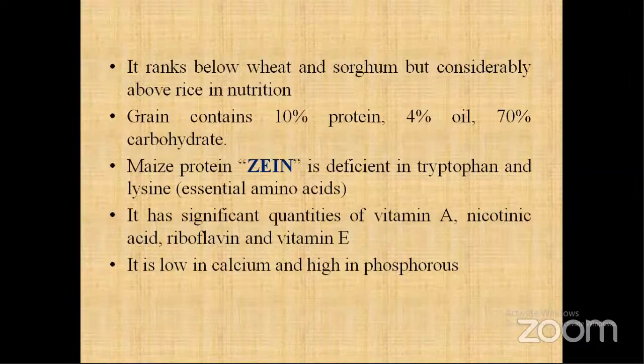Maize protein is called zein. It is deficient in tryptophan and lysine, both essential amino acids. Maize also has significant quantities of vitamin A, nicotinic acid, riboflavin and vitamin E. It is low in calcium and high in phosphorus.